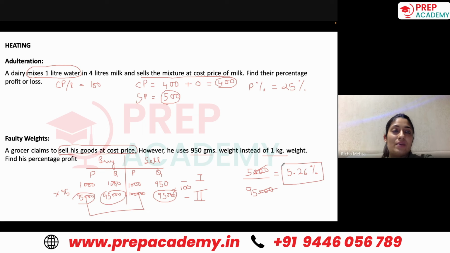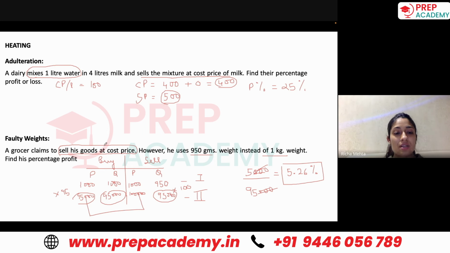See, in faulty weights, if you follow this 2-3 steps approach, all the variations can be solved. So in case a trader does some cheating on the buy side also, I can put that cheating in the first step. In the first step, all your data should come, including the cheating part. Second step should be equating my quantity. That's it.